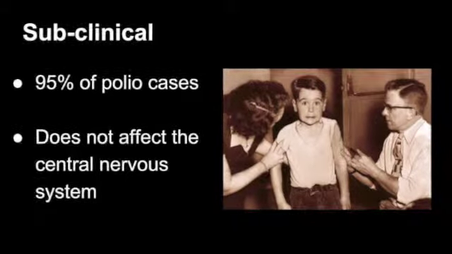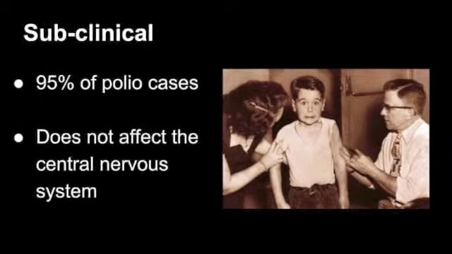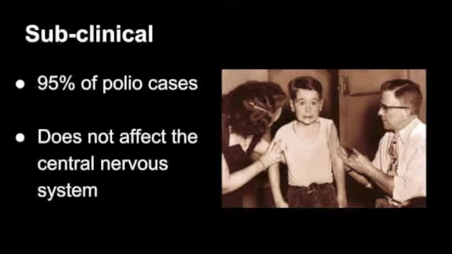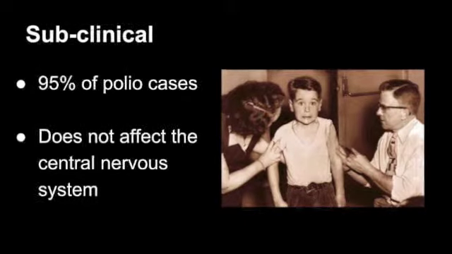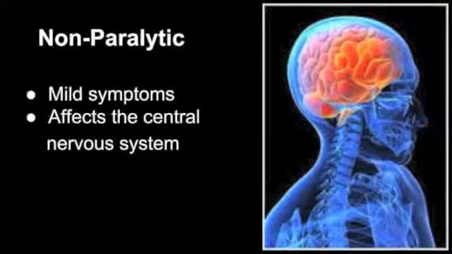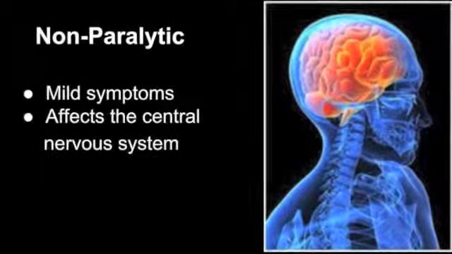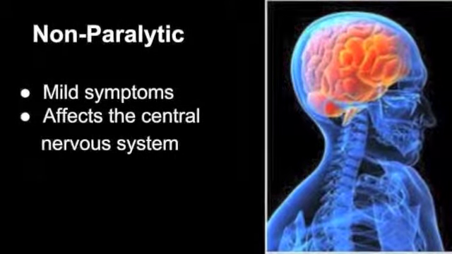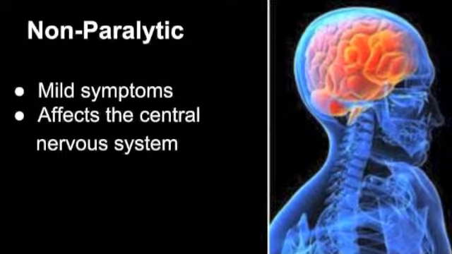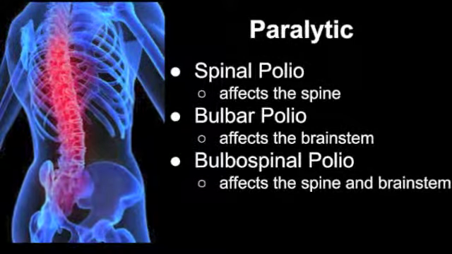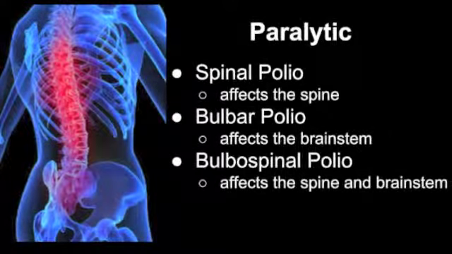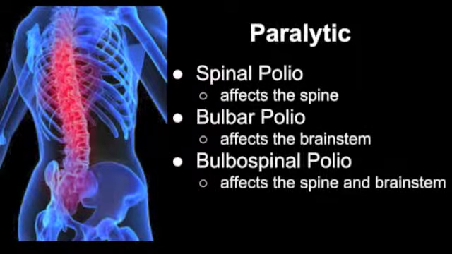This is the mildest form of polio. Patients may or may not experience the symptoms of polio. This type does not affect the central nervous system. Non-paralytic polio does affect the central nervous system. However, this type produces only mild symptoms and will not result in paralysis. Paralytic is the rarest form of polio, which will produce full or partial paralysis in the patient.